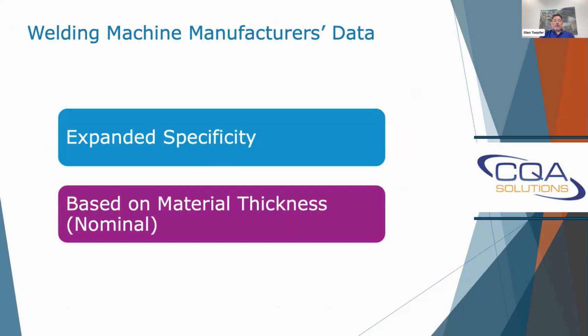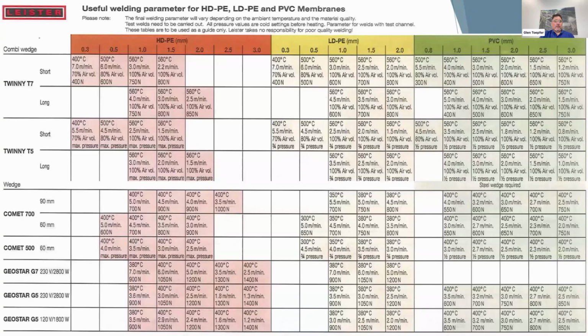So the next place we looked, we went to the welding machine manufacturers' data. We looked at several manufacturers that are used here in the United States, and we found data for two of them. There was more specific data available based on material thickness. Here we have a table from Leicester, and they list their different wedge welding machines down in the bottom left here for HDPE. And they list different materials. Obviously, they have LL and PVC, but for the focus of this webinar, to keep it within the time constraint of an hour, I really focused on HDPE because that's one of the most common materials we see used here in the United States.